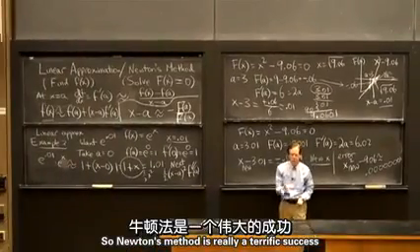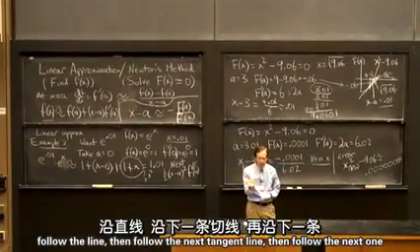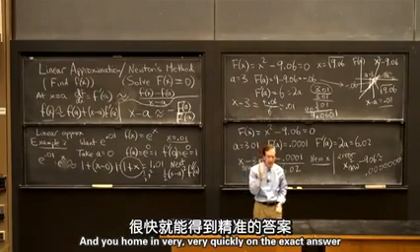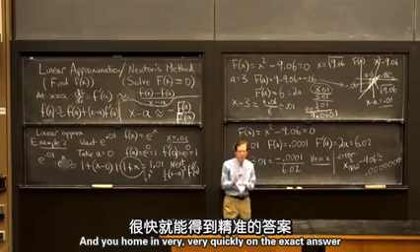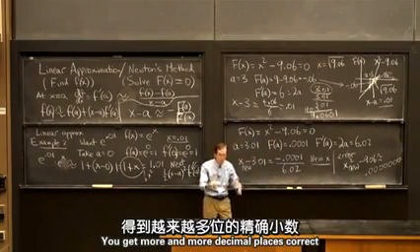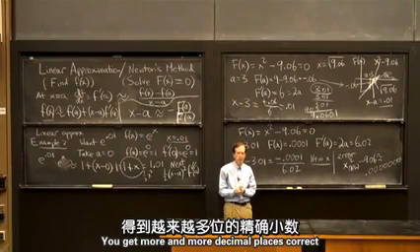So Newton's method is really a terrific success. Follow the line, then follow the next tangent line, then follow the next one, and you home in very, very quickly on the exact answer. You get more and more decimal places correct.